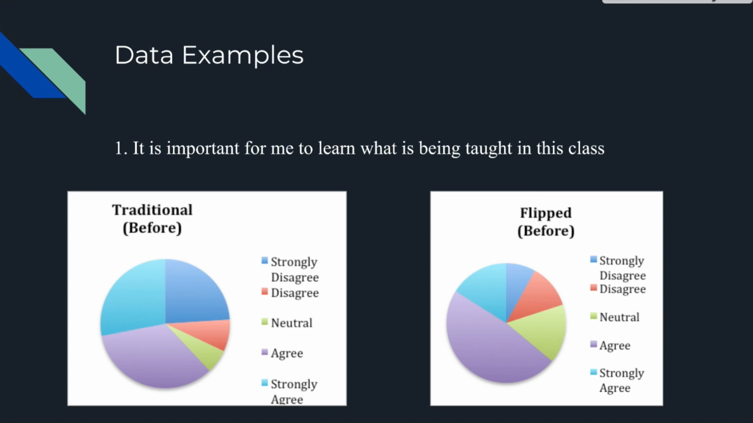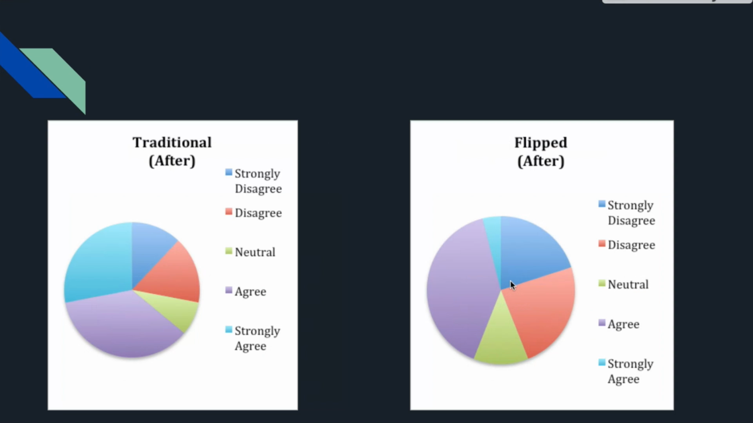This was one example. Question number 1 is, it is important for me to learn what is being taught in this class. And you can see this is the traditional group before beginning the study, and you have a lot of strongly agree. If you look at the flipped classroom students before the study began, you don't have as many strongly disagree. When we looked at the after results, you actually see that the strongly disagree in the traditional classroom decreased, and in the flipped classroom, the strongly disagree actually increased, which shouldn't be seen if the flipped classroom was making the students more motivated in the class.